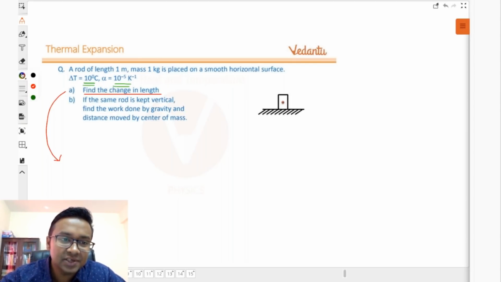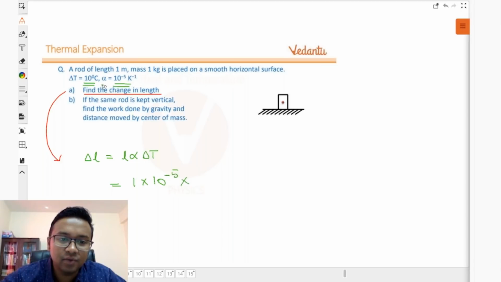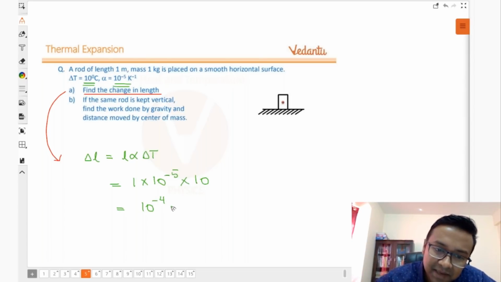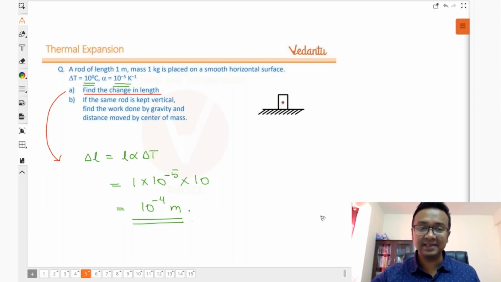We have studied just some time back that delta L is equal to L into alpha delta T. One simple formula, which is going to give me L, that is the original length, 1 meter, into alpha, 10 to the power minus 5, into delta T, that is 10. So this is going to give me 10 to the power minus 4 meters as the change in the length. So students, this is a very easy problem, the first one.